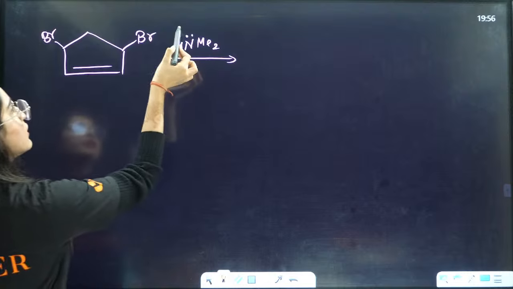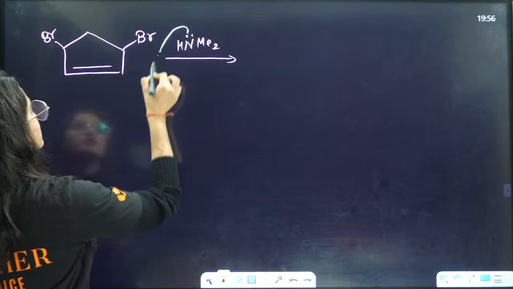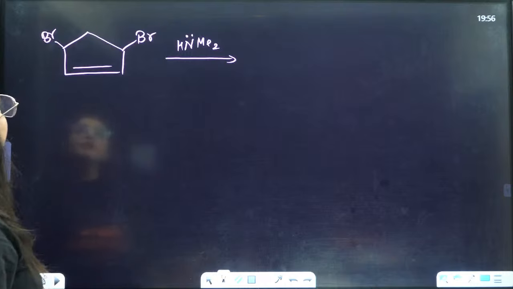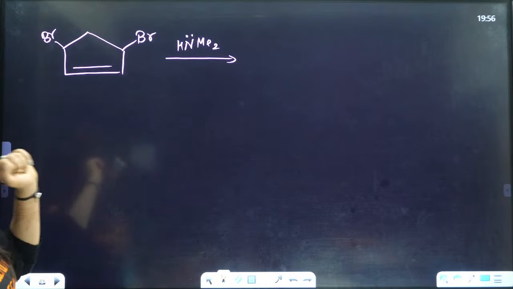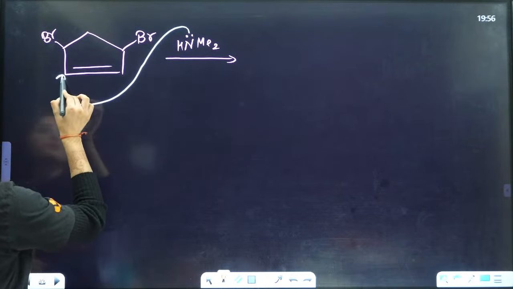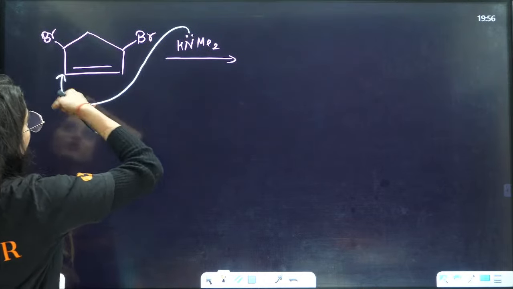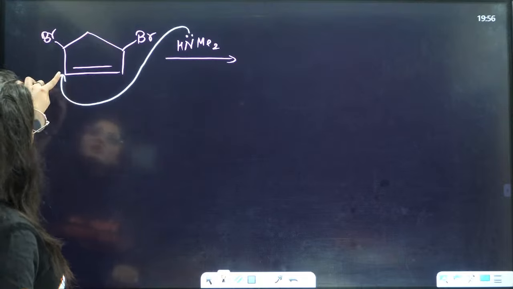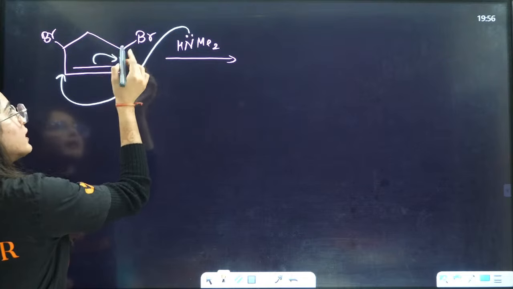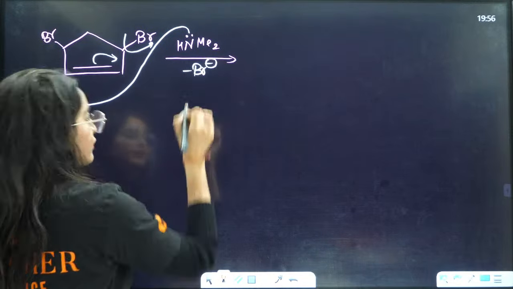What will happen here? These lone pairs will attack on this carbon, right? So the lone pair will attack on this carbon. Because this carbon cannot handle 5 bonds, the pi electrons will jump here. This Br negative will leave from this side. This is minus Br negative, right?